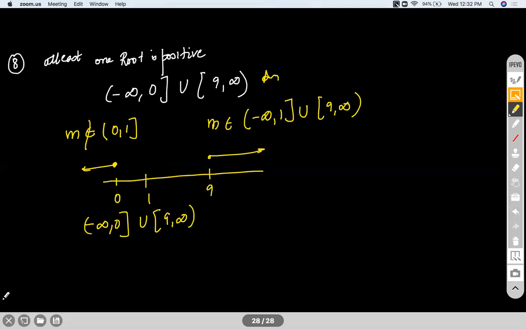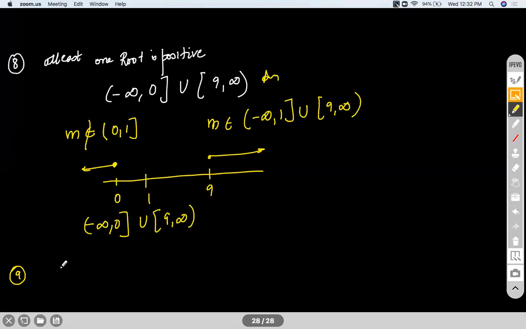Yes, sir. The thing is, if I substitute 9, it becomes 0. What becomes 0? The entire quadratic equation. It'll become 90 minus 90, 0. You're substituting the m value, right? Yeah, not the x value. Yes, I got it.